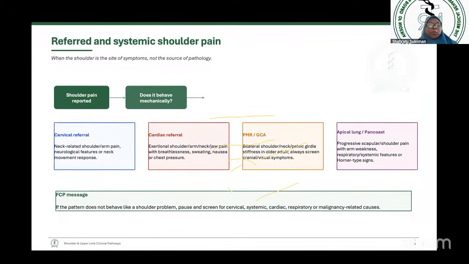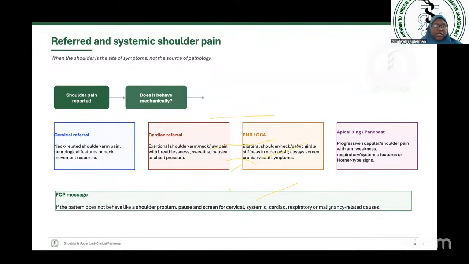So we're now going to look into pain that is not from the shoulder, but is referred pain and systemic shoulder pain. The actual cause of the pain is not in the shoulder, it's from somewhere else. So the shoulder is the site of the symptom, not the source of the pathology.